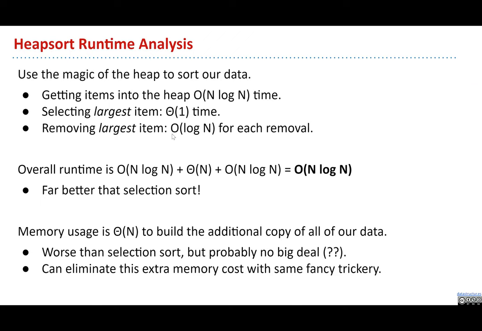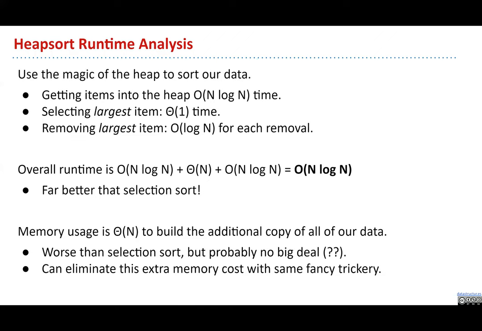Because towards the end of the process, the heap is going to start getting small. But we can bound it above by log n and just use big O. So the overall runtime is big O of n log n, which is vastly better than selection sort. The memory usage, by contrast, is theta n.